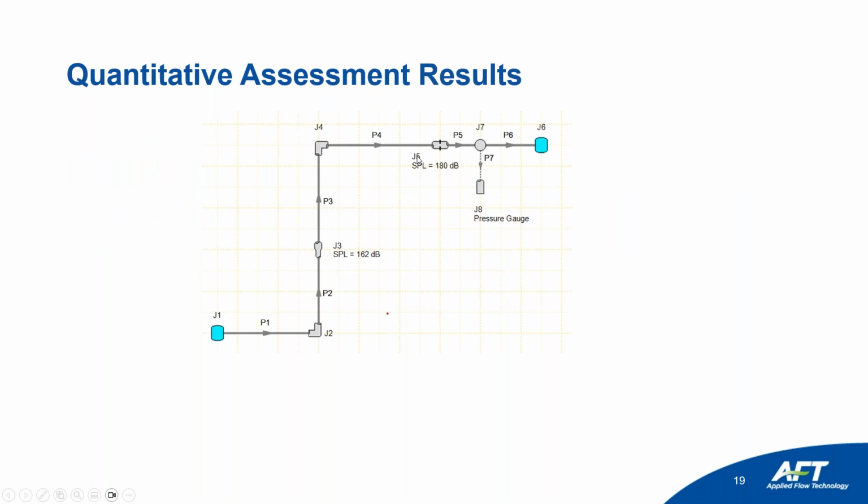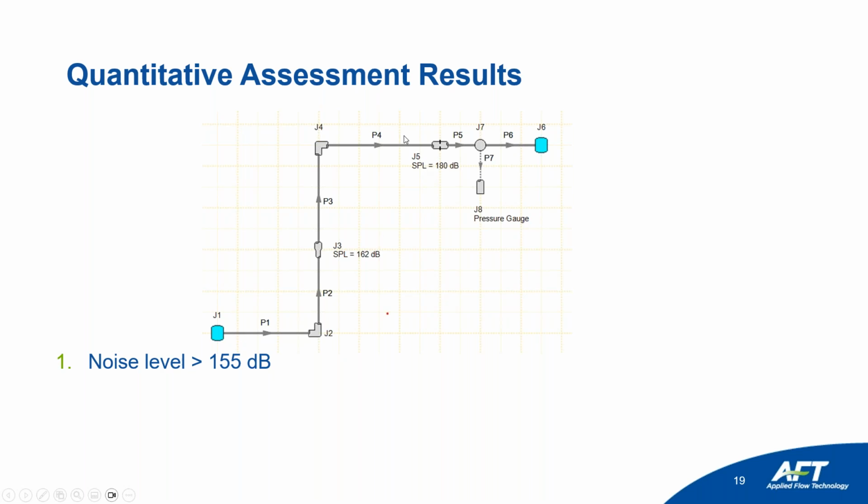So now, what are the results? We have a noise level of 180. We have a noise level of 162, which means the noise level is higher than 155 decibels.